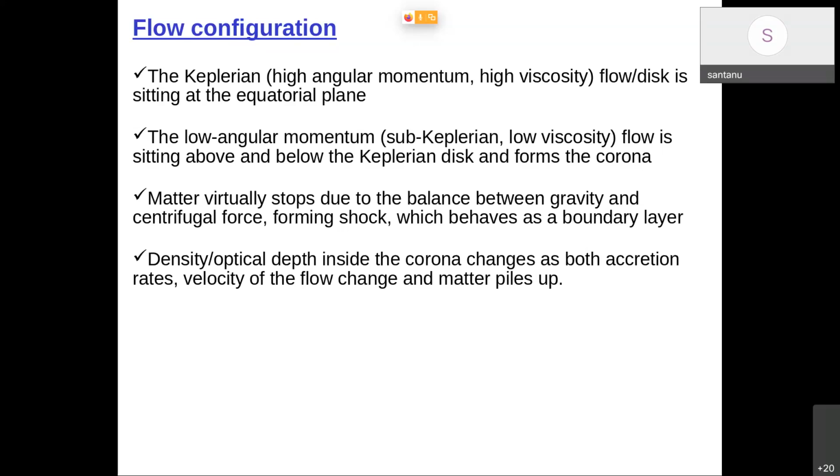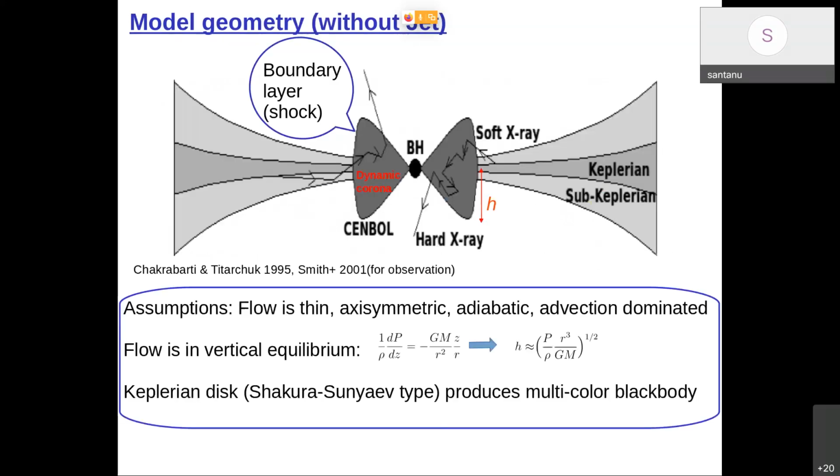Therefore, its optical depth and temperature also change. So this is our model geometry. In this model we did not consider a jet, but later we developed this model including a jet. So based on our flow configuration, this is the geometry of the flow. As you can see, the Keplerian disk, Keplerian flow, sub-Keplerian flow, and this is the shock. The soft X-rays from the Keplerian disk are scattered into hard X-rays. And this is the corona.